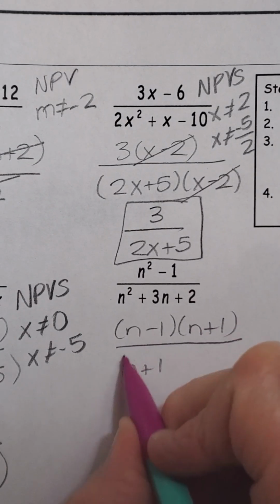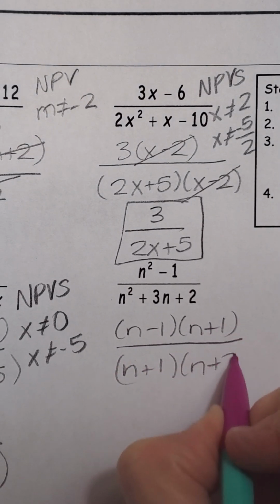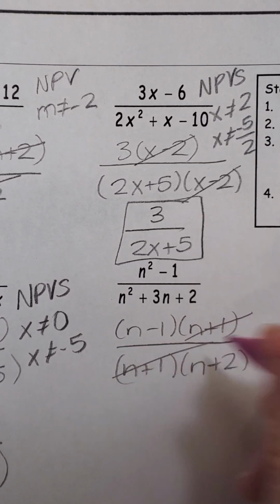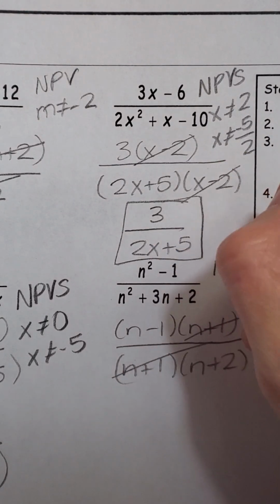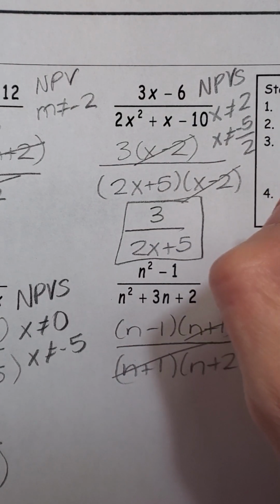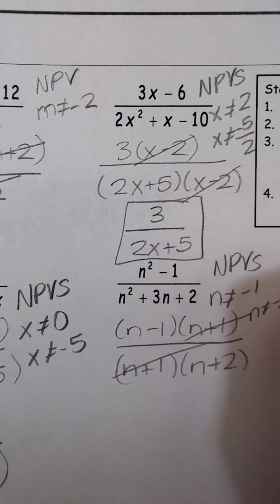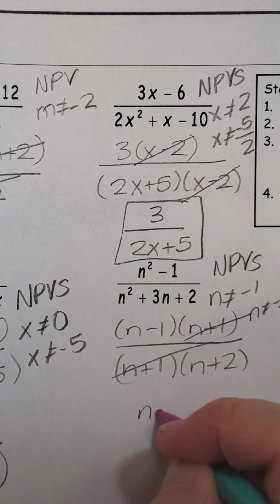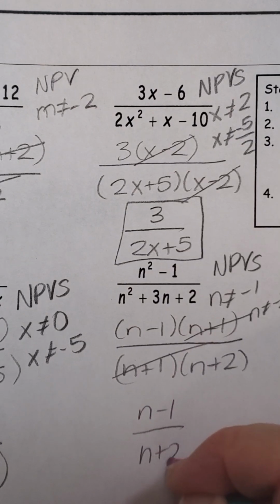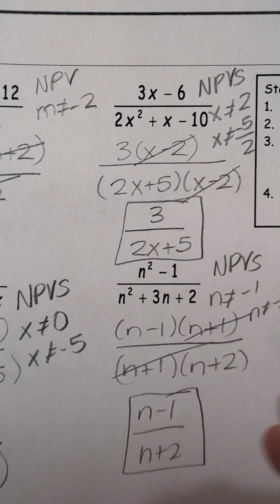Difference of squares, n plus 1, n plus 2, oops, NPVs, n can't be -1, n can't be -2. I'm left with n minus 1, n plus 2.